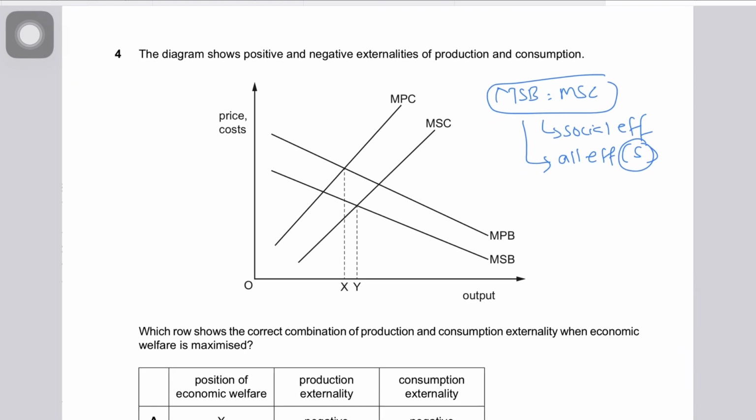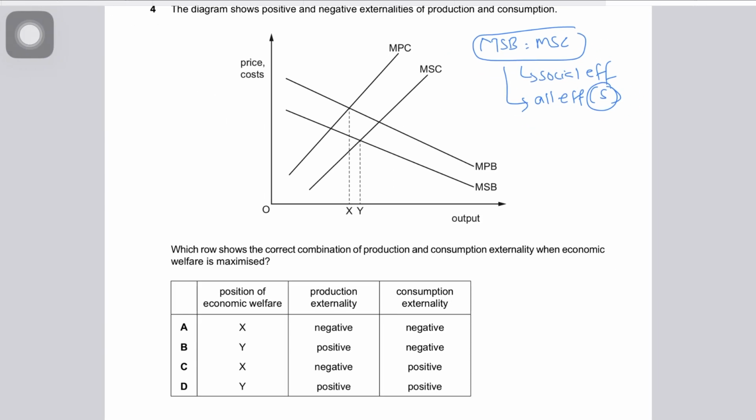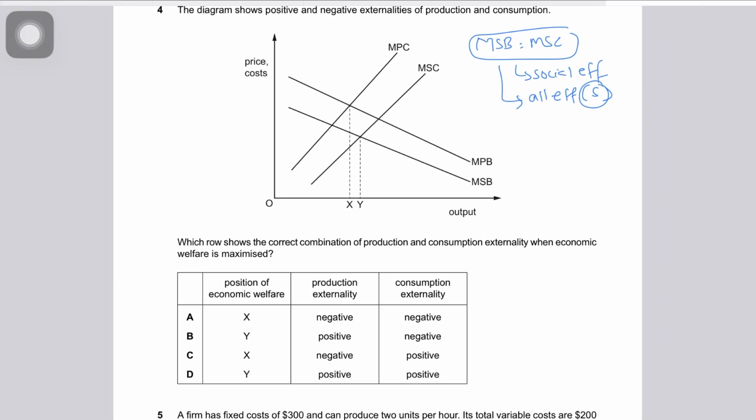Now the answer option has to be either B or D. A and C are incorrect. I always tell my students, just look at the first column, any column that is very easy for you, and based on that column, eliminate the rest of the options. I'm not even reading the other two columns for now. I just looked at the first column and figured out that Y is the point of economic welfare maximization, the output of Y. So I eliminated A and C based on that, because all three rows have to match together. Now it has to be either B or D.